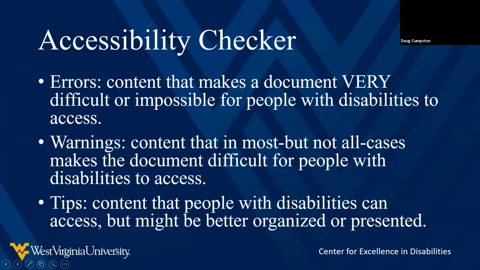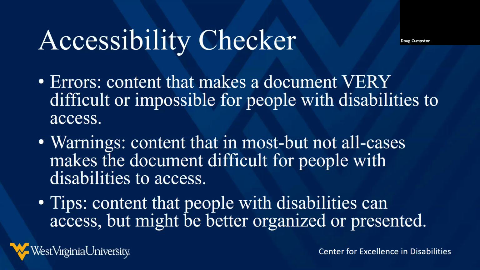Errors, warnings, and tips. Errors make your document impossible for people with disabilities to access. So that is your alt text, added page breaks, added page skips. And again, these same things will carry over if you turn the document into a PDF, a lot of these will carry over with them to make that PDF not accessible.